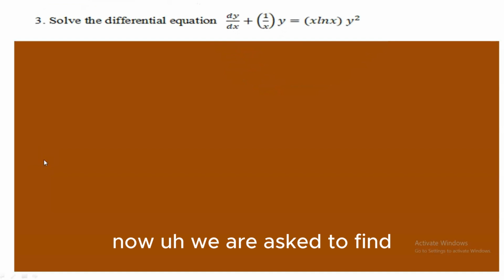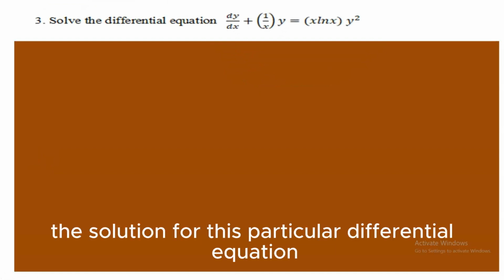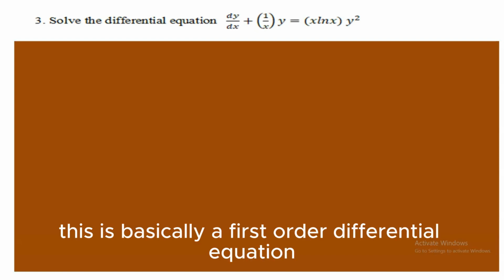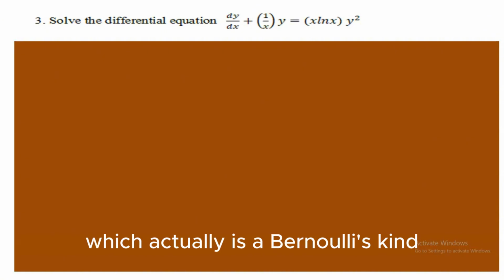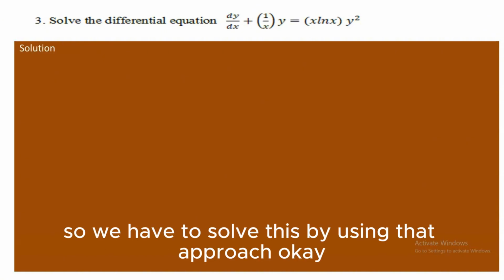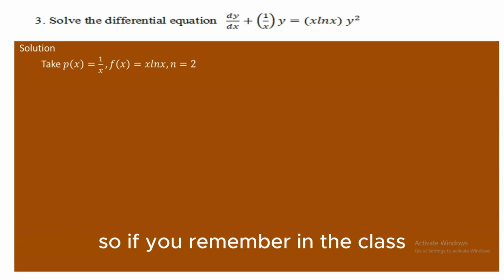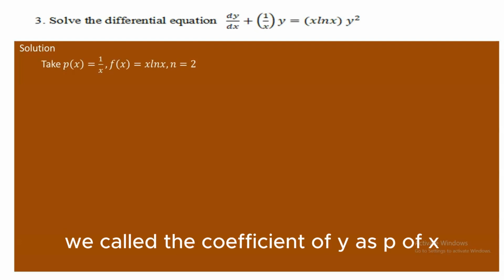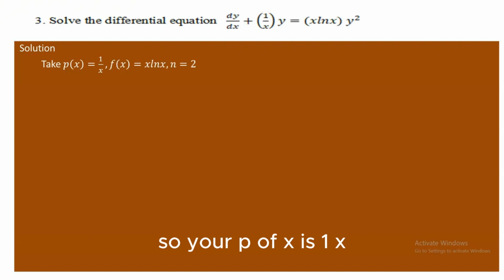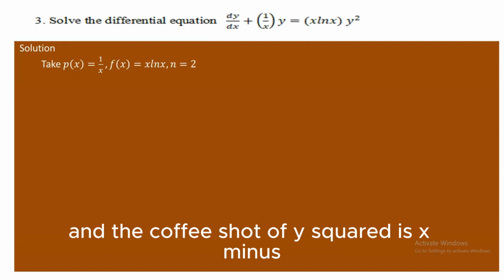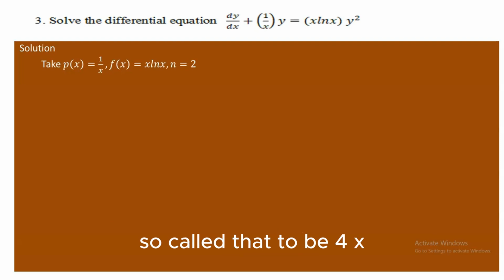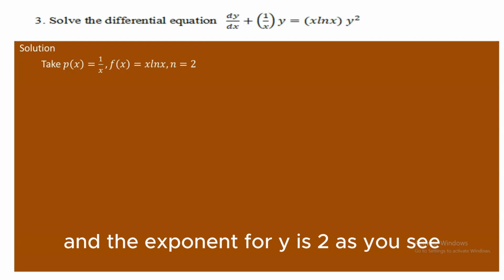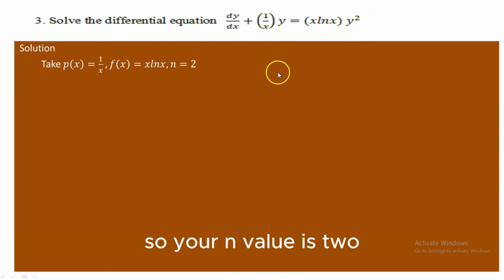Now we are asked to find the solution for this particular differential equation. This is basically a first order differential equation, which actually is a Bernoulli's kind. So we have to solve this by using that approach, okay? If you remember in the class, we called the coefficient of y as p of x. So your p of x is 1 over x, and the coefficient of y squared is x ln x, so call that f of x, and the exponent for y is 2, as you see. So your n value is 2.